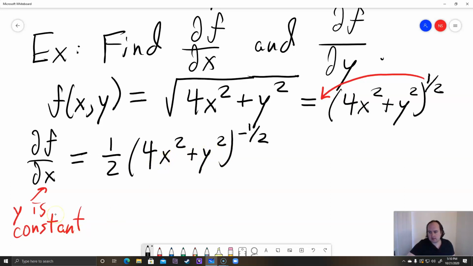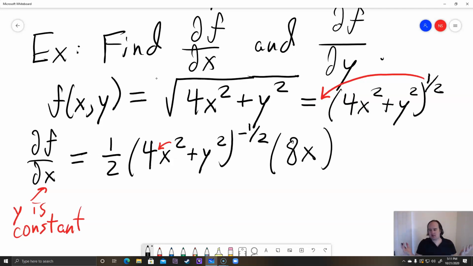and y is constant. Okay, so the y squared is going to be constant. So really all we're taking the derivative of here is the 4x squared. Okay, and there we're going to be using the power rule. So we bring the 2 out front and decrease the exponent by 1. So this is going to be multiplied times, well, 4 times 2 is 8x.